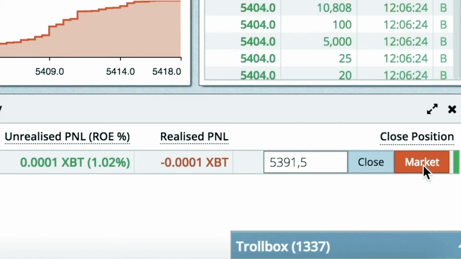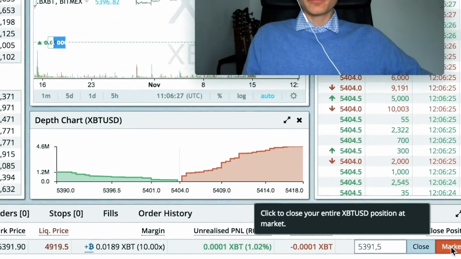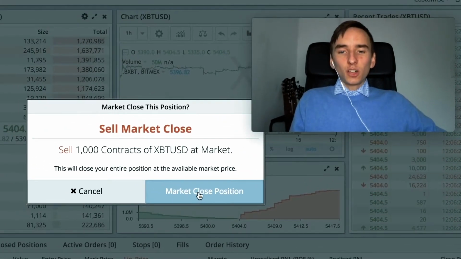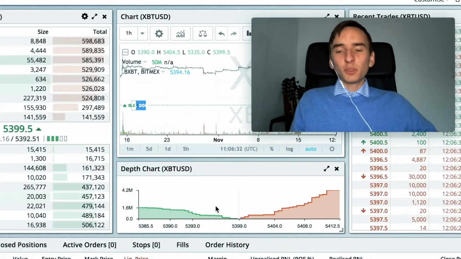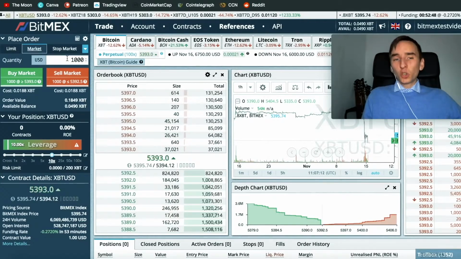So let me actually do that. I'm clicking close market right now. I'm selling this close market position. Now I'm closing this position. Okay, let's now try a short position instead.